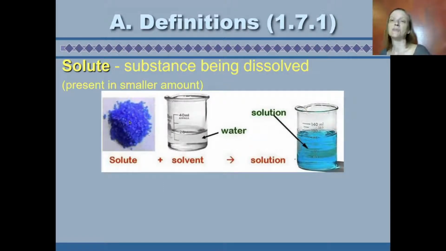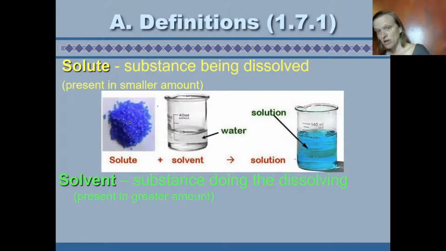Solute is the substance being dissolved, and it is generally present in a smaller amount than the solvent. The solvent is the substance that does the dissolving, and it is present in a greater amount. When you dissolve a solute in solvent, it becomes a solution. And often in chemistry, we do deal with solid solutes and liquid solvents. However, it does not have to be that way.